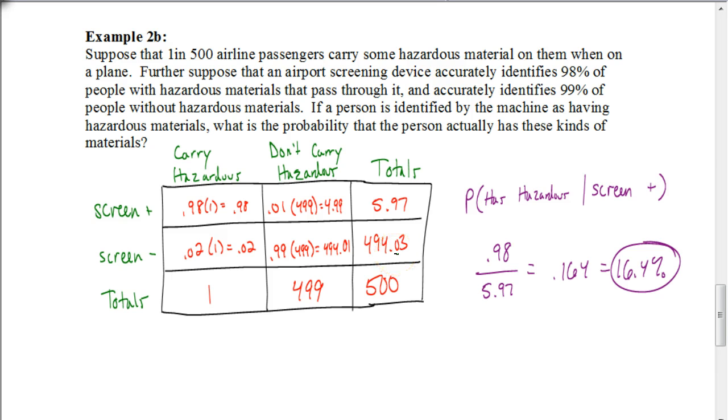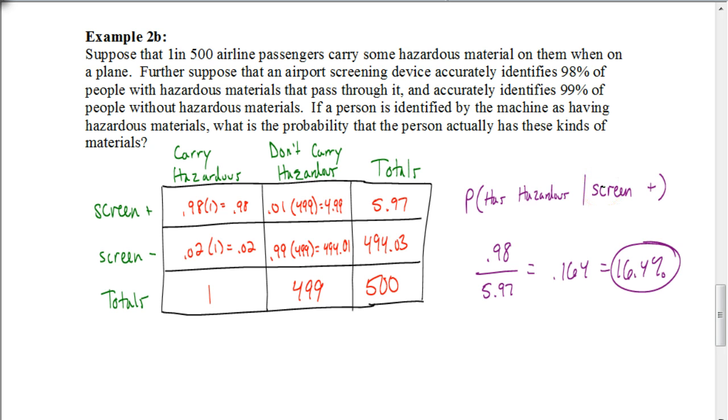Now what is it looking for? It says if a person is identified by the machine as having hazardous materials, so that's the given. Given that a person is identified by the machine as having hazardous materials, what is the probability that the person actually has these kind of hazardous materials? So again, the given is the fact that they're going to be screened positive, and we want to find the probability that they have hazardous materials given that they screen positive.